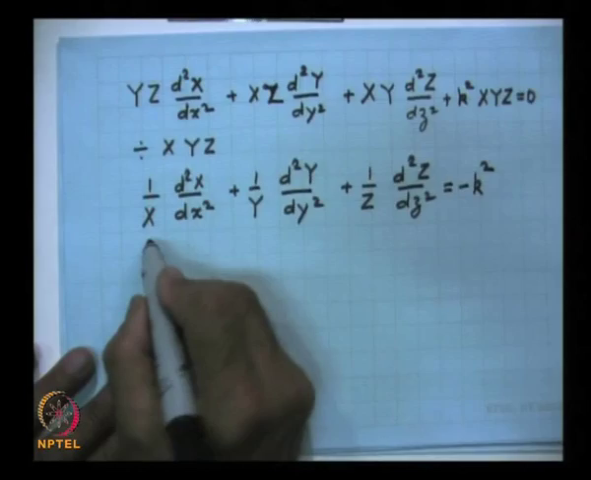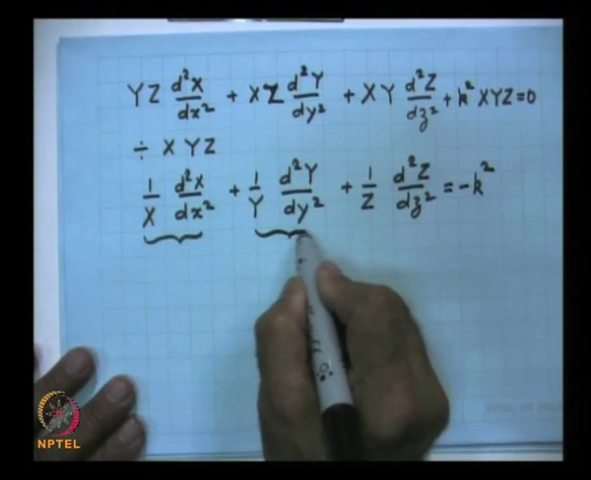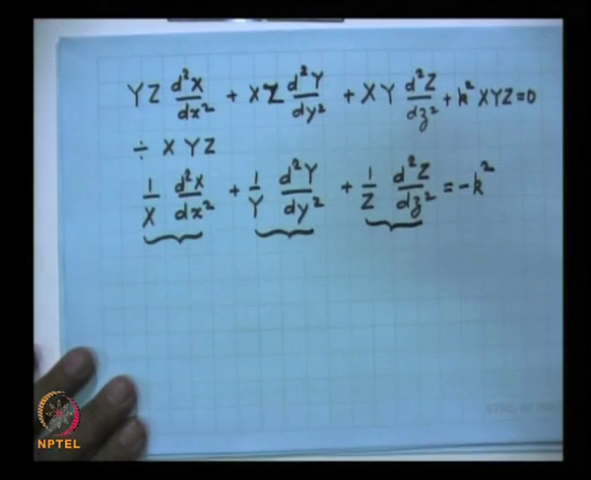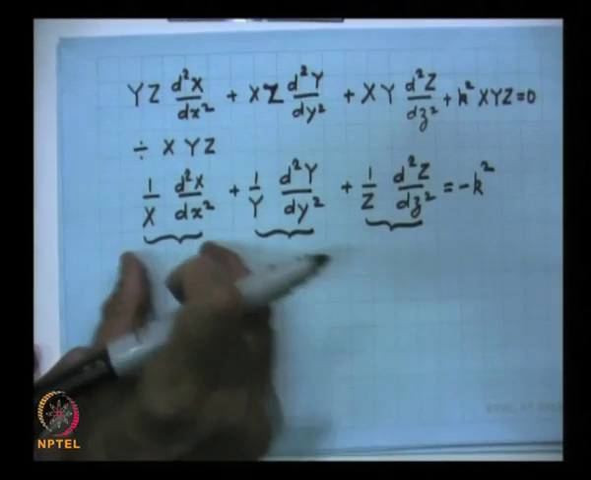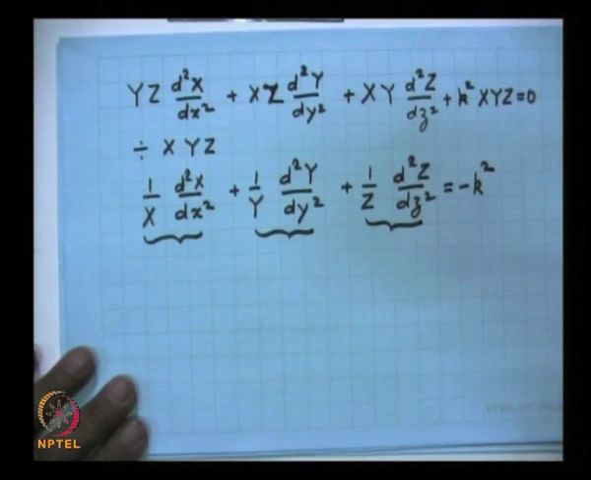Now, this term is a function of x, this term is a function of y and this term is a function of z. How can a function of x plus a function of y and plus a function of z be equal to a constant? Because x, y, z are independent variables, it could only happen if each term is a constant.